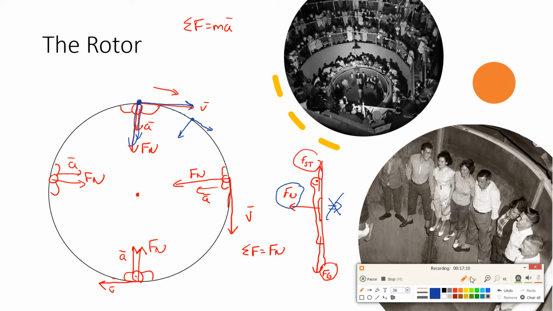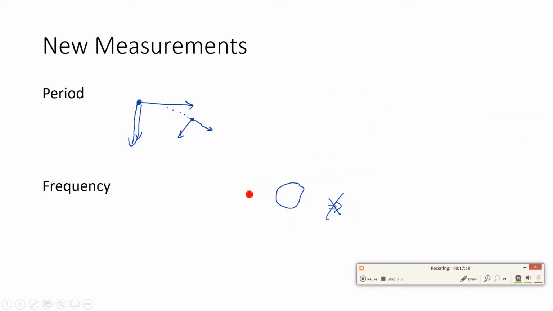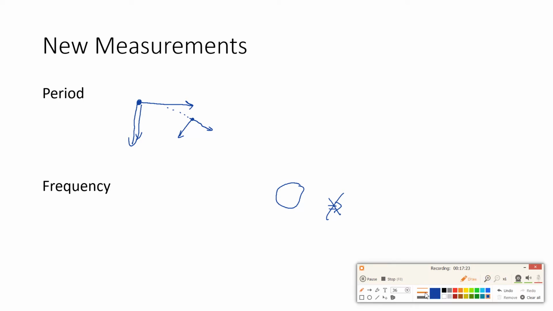All right, hold on. There we go. So uniform circular motion gives us a new equation. Now as I'm switching things, I see what's happening. Let me erase these, and then I'll keep going.